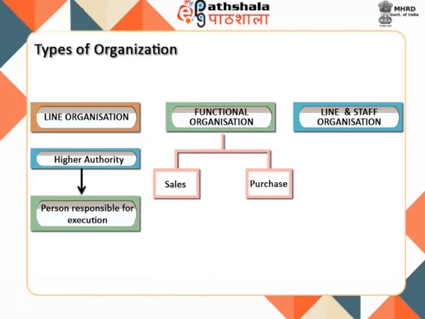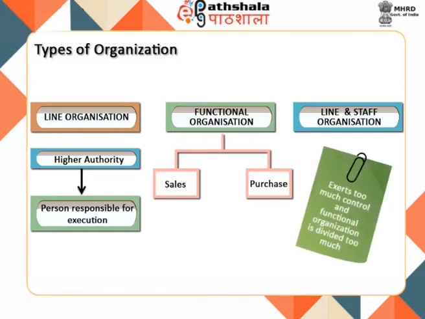The line organization system exerts too much control and functional organization is divided too much. In order to have a balance between the two, a line and staff system was developed where the staff or expert advice is taken by line management based on planned specialization. This system has a direct responsibility for accomplishing the major objectives of the organization, called line functions.